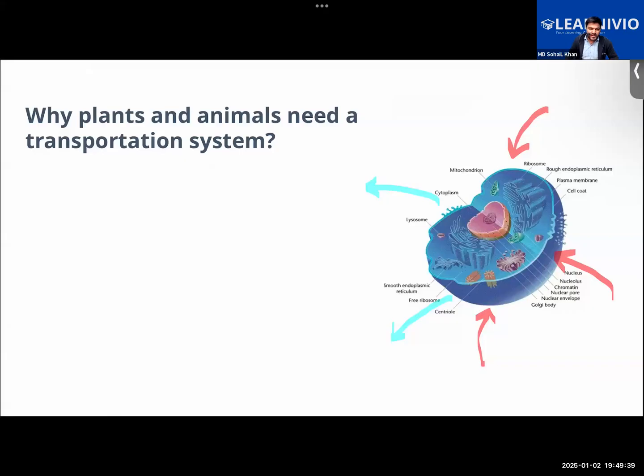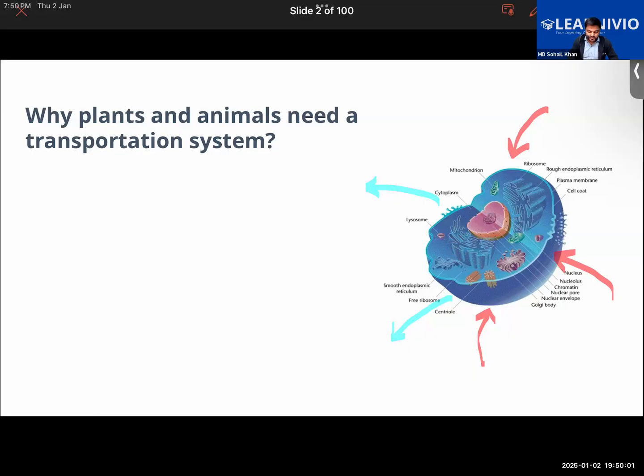As we know, every living organism has an energy requirement. Every living organism requires energy in order to carry out its functions. Living organisms are made up of cells, and a cell has various functions to do.